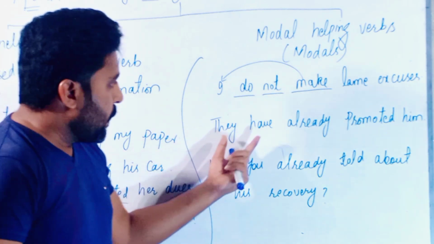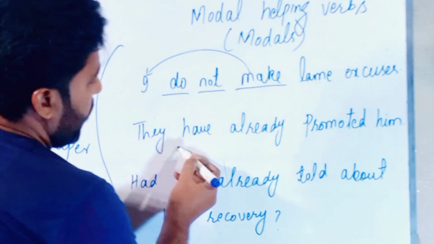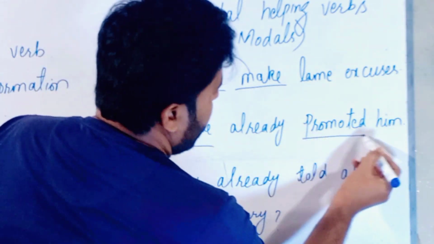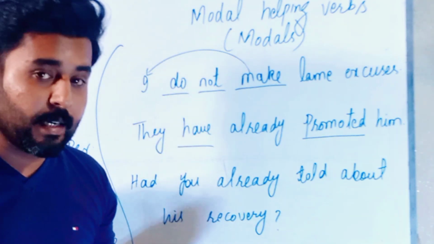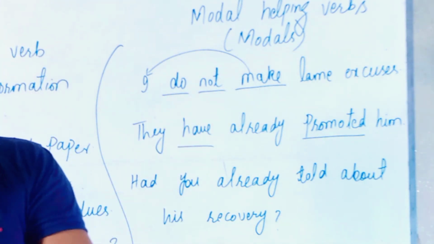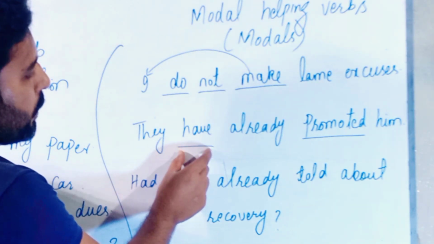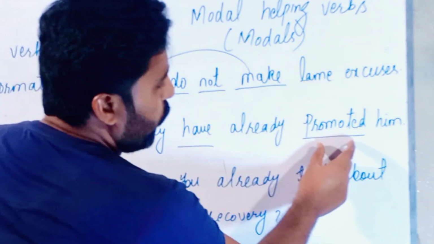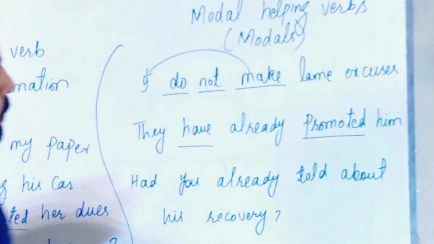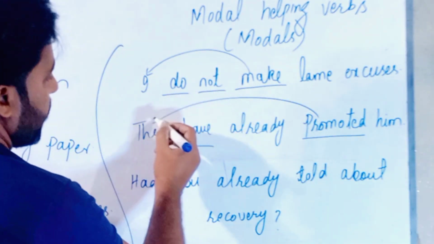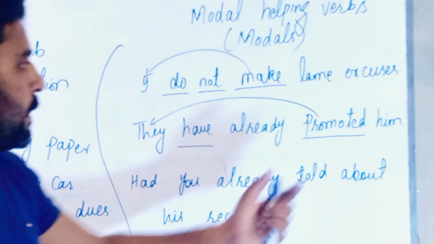In the next sentence, they have already promoted him. So we have used an adverb of time जो इस बात को इंडिकेट करता है कि एक काम पहले ही मुकम्मल हुआ है. They have. So we have used have as a helping verb, and after that we have used past participle form. This is a regular verb form. The subject of the sentence is they. They have already promoted. उन्होंने promote कर दिया है, तरक्की दे दी है him उसे.